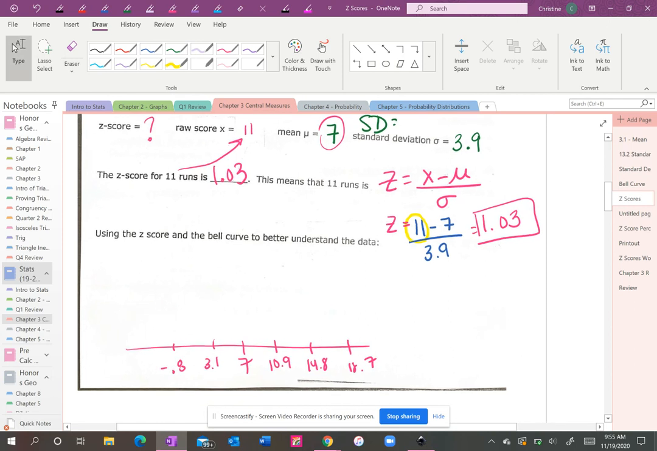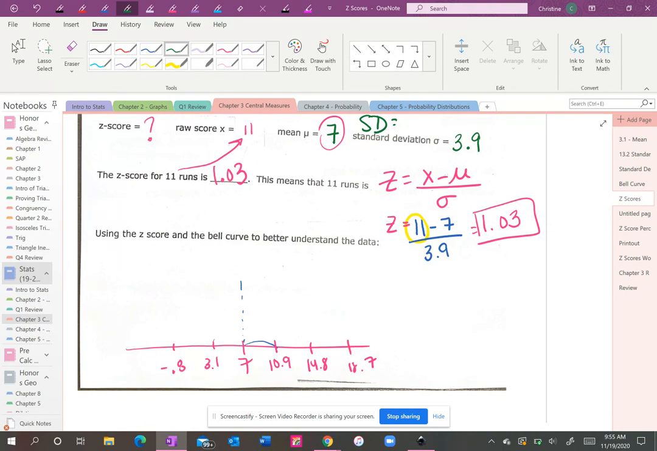So let's talk about this, looking at it visually. This is the average. The average number of runs scored was 7. The standard deviation is 3.9, so that makes sense. Each one of these is jumping by 3.9. So one standard deviation jump is 10.9 runs, which I know doesn't make any sense, but the z-score is 1.03.